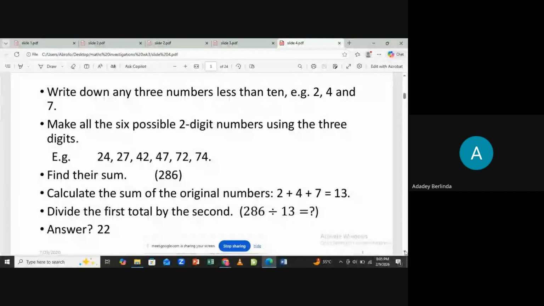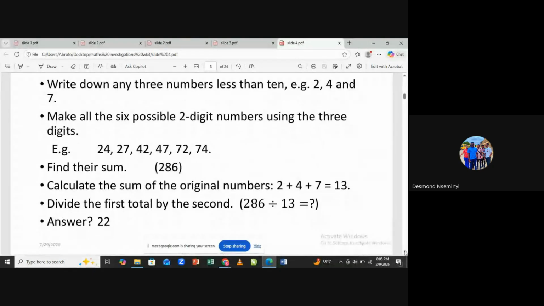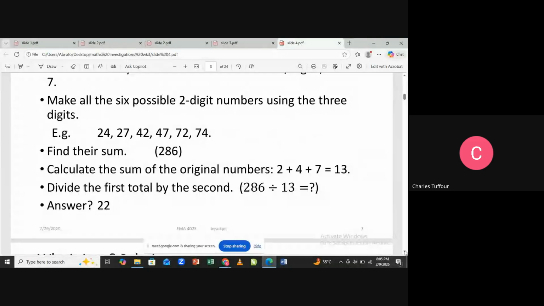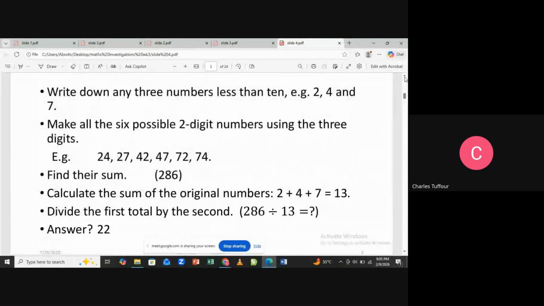Yes, sir. Please, madam, do not tell me your numbers. Make all the 6 possible 2-digit numbers using the 3-digit number that you have chosen. Make 6 2-digit numbers from it for me. Look at mine. I'll give you 2 minutes to study mine. I chose 2, 4, and 7. And look at my possible combinations.